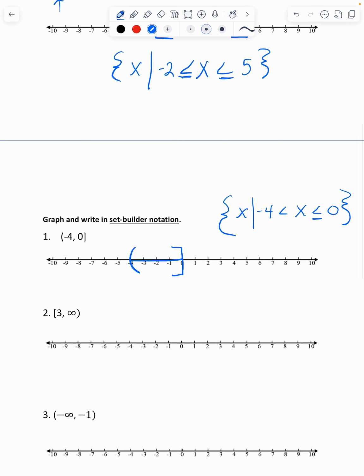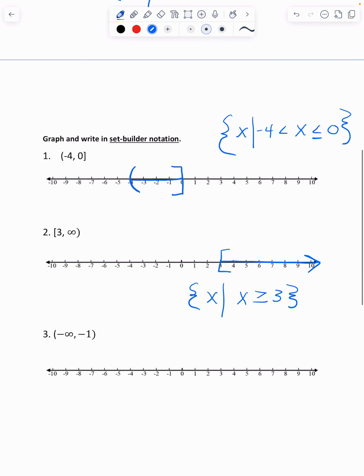Number 2 says from 3 to infinity. So I'm going to start at 3. It has a bracket. It goes to positive infinity and keeps going. What is this representing in my solution set? X such that X is greater than, and it's an equal to. Be careful and don't lose points by not checking whether your sign should be an equal to or not, and look at what your solution set is showing. It's all the values of X that are greater than or equal to 3.